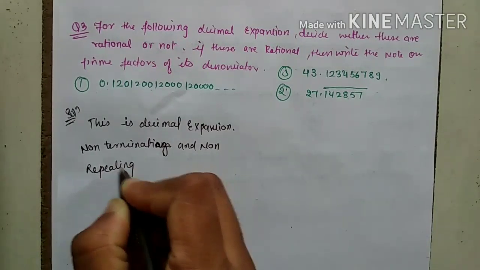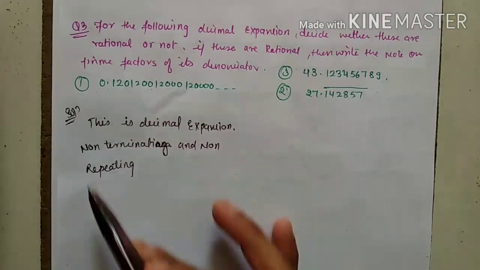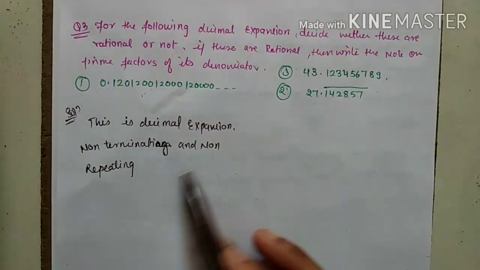I am considering that you have the old things in your mind. We have done in the 9th class very thoroughly what is non-terminating and non-repeating. So please be sure what it is. Or if you don't know, just go back to the 9th class homework copies and classwork copy. You will get the idea again. So just see, this is non-terminating and non-repeating.